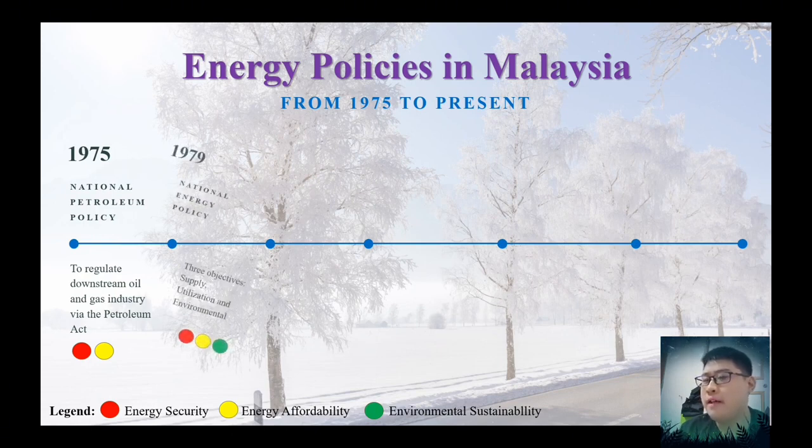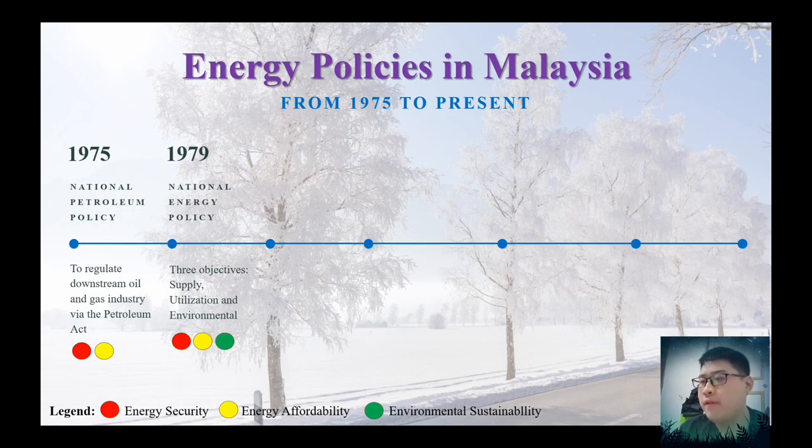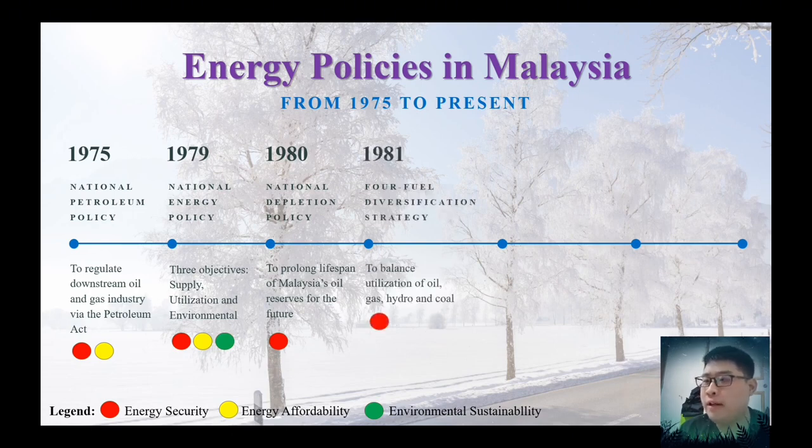National Energy Policy 1979 consists of three objectives, which are supply, utilization, and environmental. National Depletion Policy 1980 prolongs the lifespan of Malaysia's oil reserve for the future. Fuel Diversification Strategy 1981 balances the utilization of oil, gas, hydro, and coal.